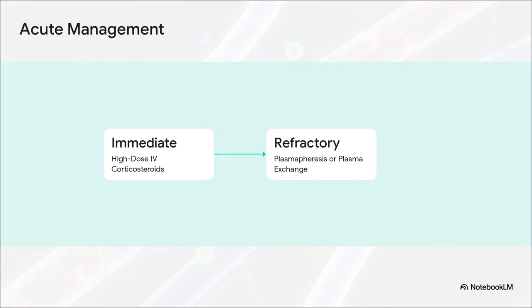When you're facing these acute deficits, the therapeutic sequence is absolute. If a patient is actively deteriorating with a flare, your immediate reflex must be high-dose IV corticosteroids, specifically IV methylprednisolone for 3 to 5 days. But what happens if that flare is entirely unresponsive to the steroid pulse? Well, the strictly required escalation is plasmapheresis, or plasma exchange. You literally have to go in and mechanically filter out those offending autoantibodies and inflammatory cytokines.